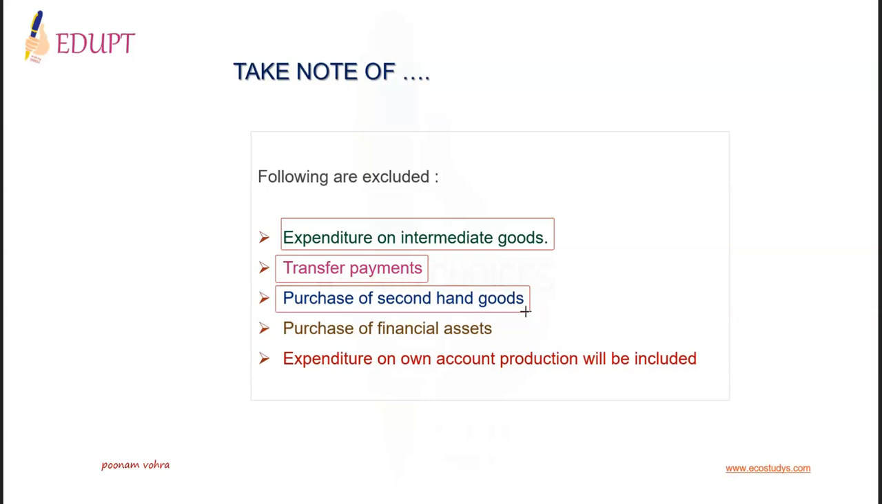Expenditure incurred on purchase of financial assets are also not included as they do not directly affect the flow of goods and services produced. Last but not the least, expenditure on own account production will be included as it is possible to ascertain its market value. Keeping these aspects in mind, it becomes easy to estimate national income by expenditure method.